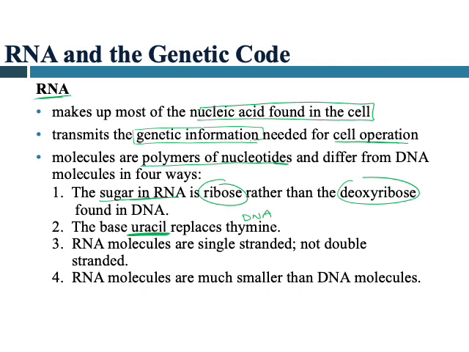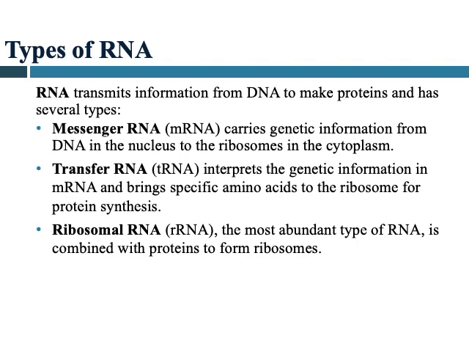And the most important thing is that mostly RNA molecules are single stranded, not double stranded, whereas DNA is double stranded most of the time. RNA molecules are much smaller than DNA molecules. So there are these four differences between DNA and RNA. Now let's talk about the different types of RNA that we can find in the cells. There are three different types of RNA you can find in the cell.